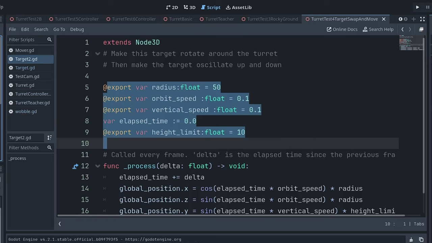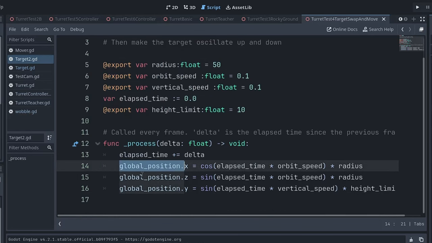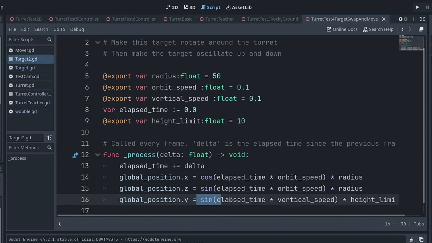The radius at which they rotate around the turret, their orbital speed, their vertical speed, because this one has a sine wave where it moves up and down, and then the height limit for that sine wave. And it just moves global position values. So nothing too fancy. It uses some cosine and sine waves to get a wavy circle with which it moves around the turret to test it out.